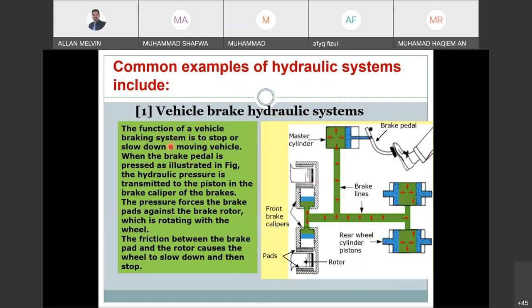So boleh baca lah definition dekat sini. So when it touches the tire, the friction between the brake pad and the rotor causes the wheel to slow down, and then stop. Okay, so that's something that you need to understand.